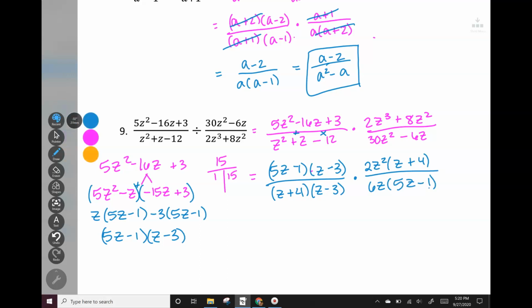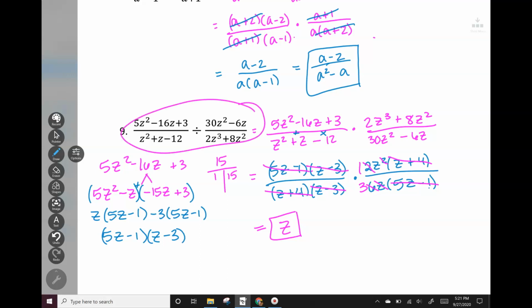Okay, now let's cancel anything that appears in the numerator and denominator. 5z minus 1 there, z plus 4, z minus 3. Now I can reduce this 2 over 6z to 1 over 3. And then one of these z's can cancel, leaving us with just one z in the top. That is all that's left. Just z. Whew. So all of this, when you actually divide those two rational expressions, all that's left is z.